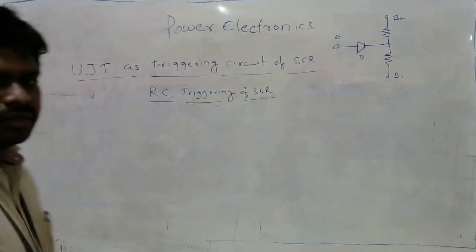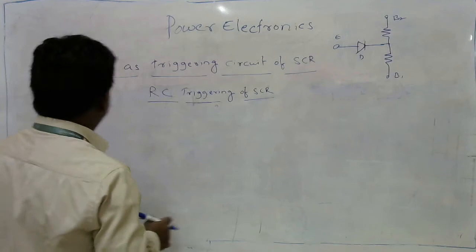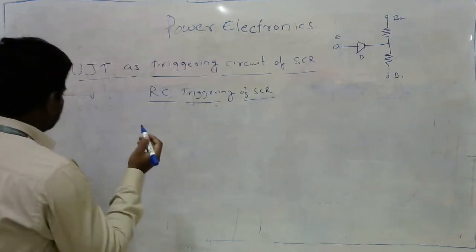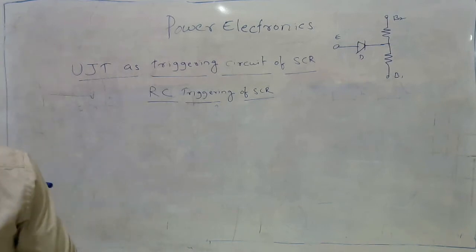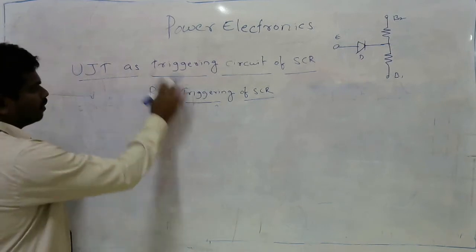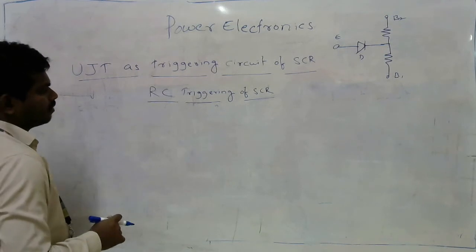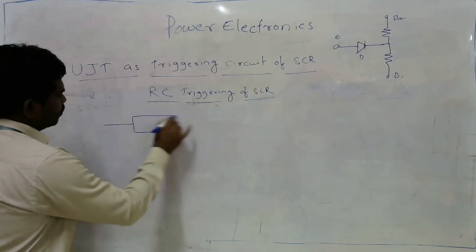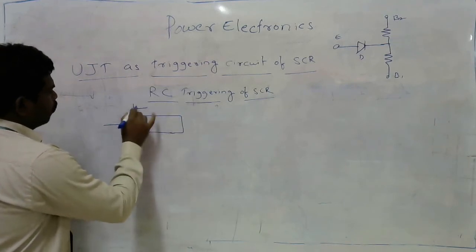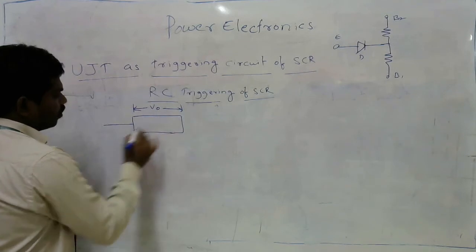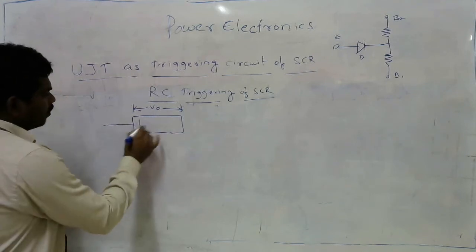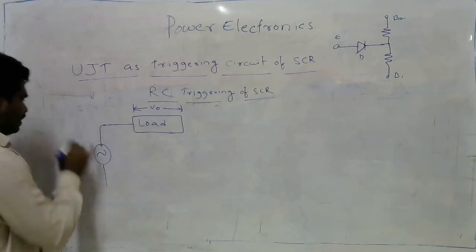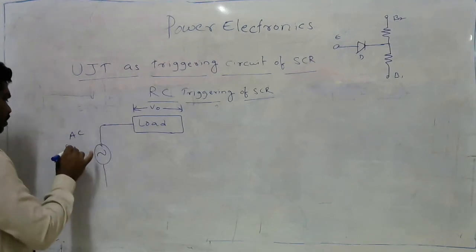Next we will see RC triggering of SCR. First we will draw the basic circuit diagram. It is the same circuit diagram, but we are inserting a capacitance in the circuit. Okay, let us see that. First we will see the load. This is my load, and the load voltage is V0. This side is the supply, the same AC supply that I am applying.